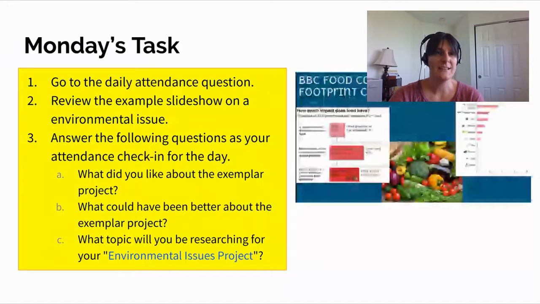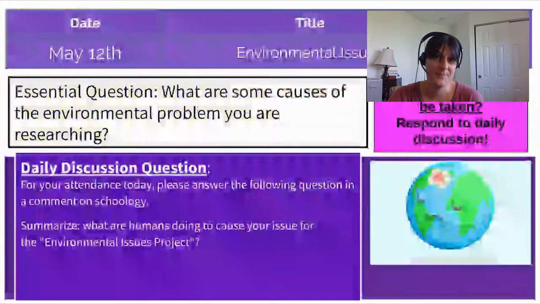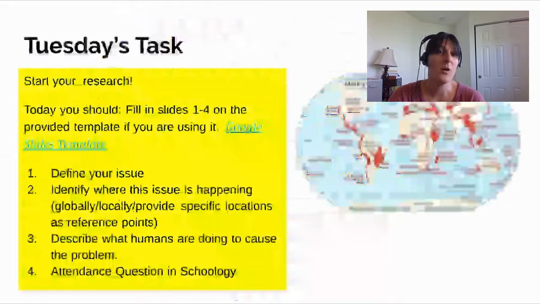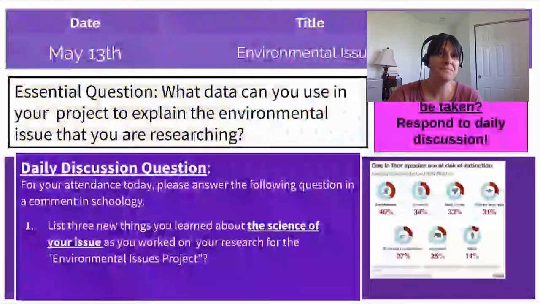Monday, you are going to be going to the attendance question. There's some work in there to look at an example environmental issues project. You might choose to do that first and look through what some other people have done. Then you're going to choose your topic. On Tuesday, you are going to fill in the first 4 slides on the template if you are using it to define your issue, identify where it's happening, describe what humans are doing to cause it, and then you're also going to do the attendance question in Schoology.